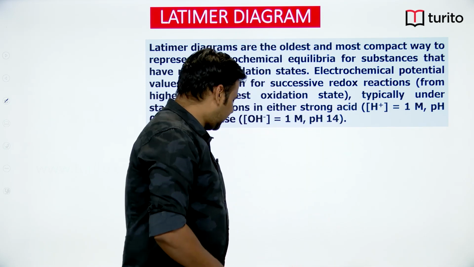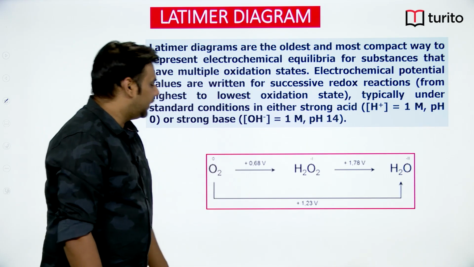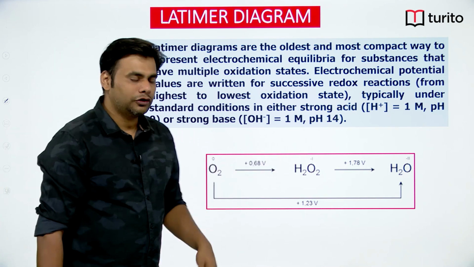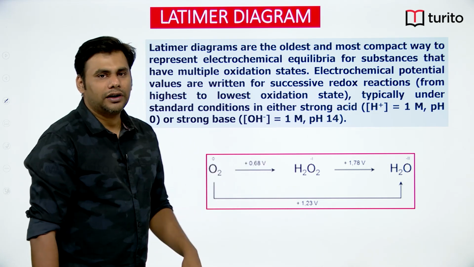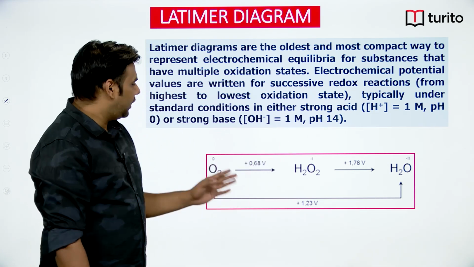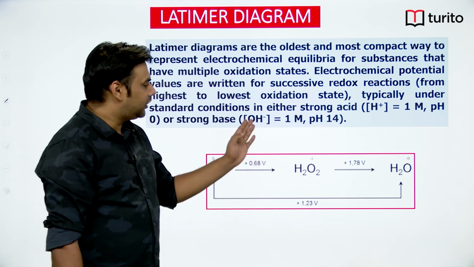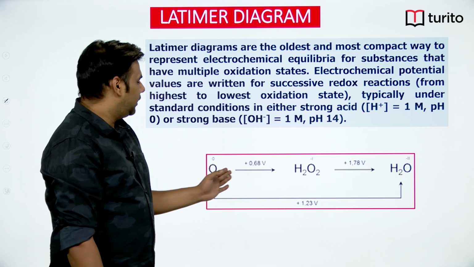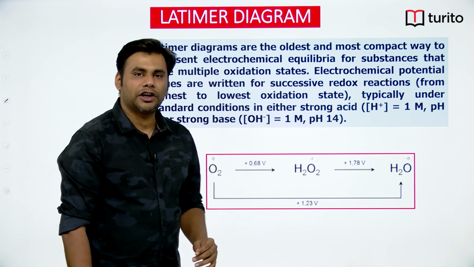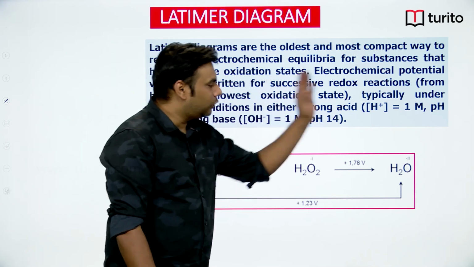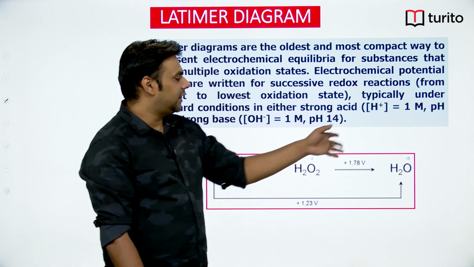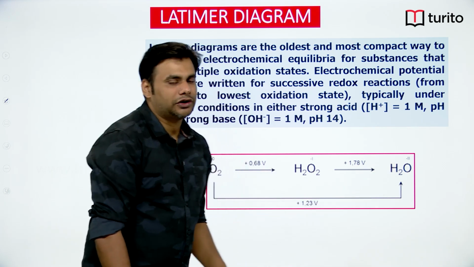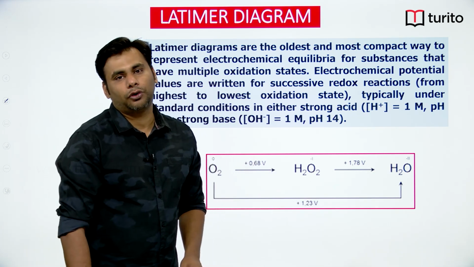Let me take an example to make you understand this. Suppose we are taking this as a reaction. O2 is changing into H2O2, so O2 is undergoing a change in its oxidation state. O2 changes into H2O2 and H2O2 changes into H2O. When O2 changes into H2O2, its standard reduction potential is +0.68, and when H2O2 changes into H2O, its standard reduction potential is +1.78, and when O2 directly changes into H2O, its standard reduction potential is +1.23 volt.